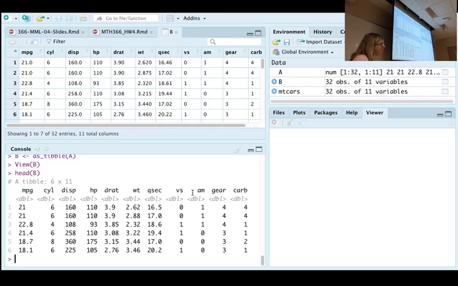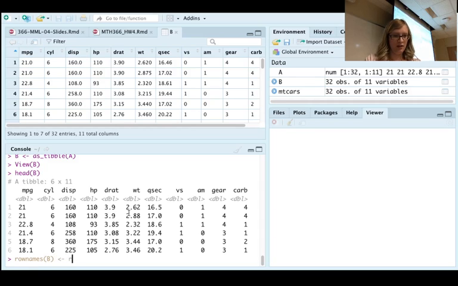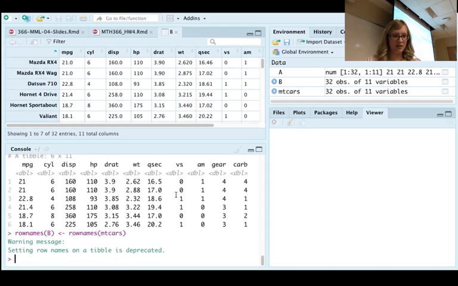But knowing that, you can just store the row names and then stick them on there at the end. Or you could set the row names of B to be the same as the row names for mtcars. Setting row names on a tibble is deprecated, but it'll let me do it anyway.